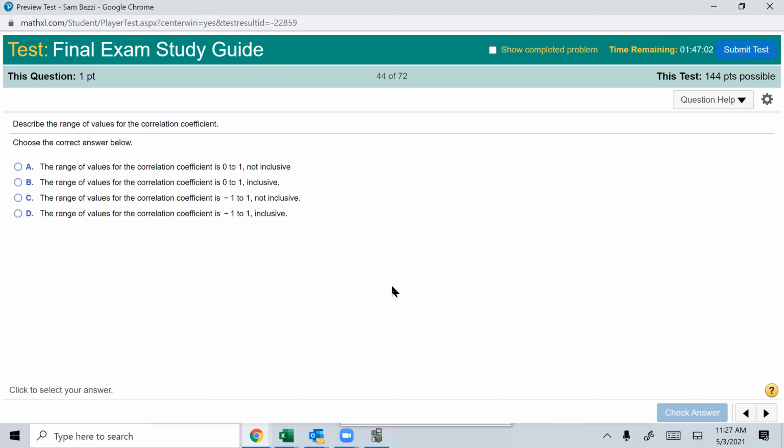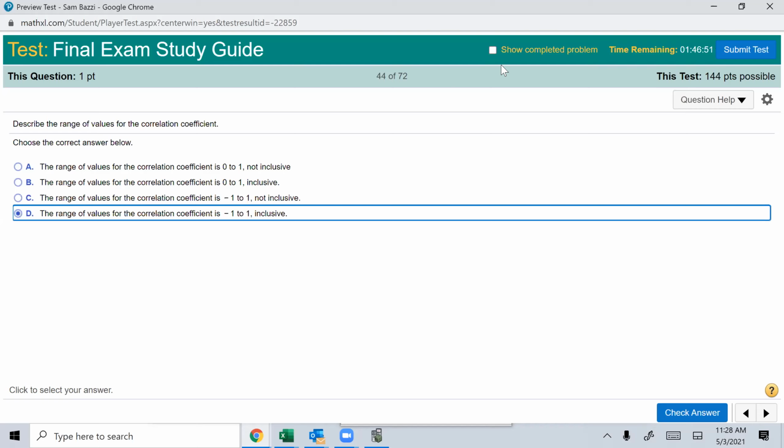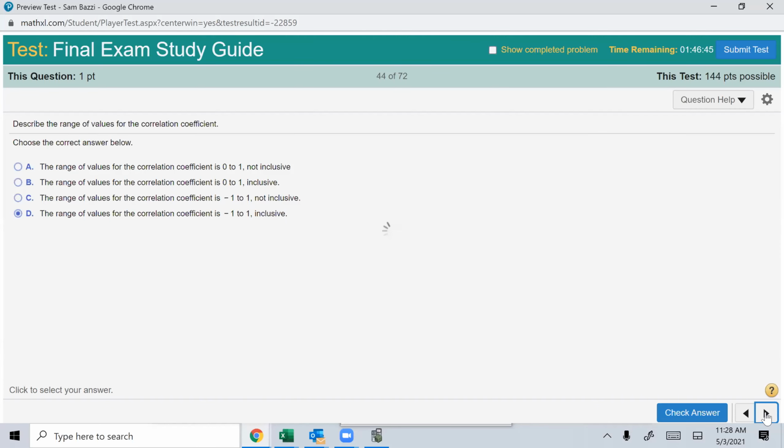Describe the range of values. The correlation coefficient is between -1 and 1 inclusive always. Okay, the order now of the questions changed a bit, but it's fine.